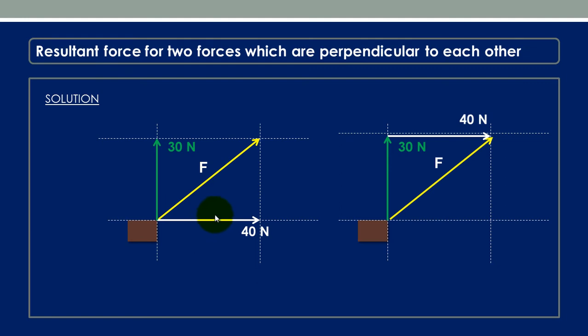Now let's see how we calculate the resultant force, which is F. Now the first thing we realize is that if we have the 40 newtons here and the 30 newtons here, or even 30 newtons there, 40 newtons there, we realize that this shape is a right-angled triangle, and F is the hypotenuse of the triangle. We remember the Pythagoras theorem, which states that F squared is equal to 40 squared plus 30 squared.